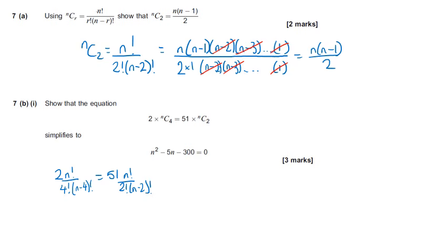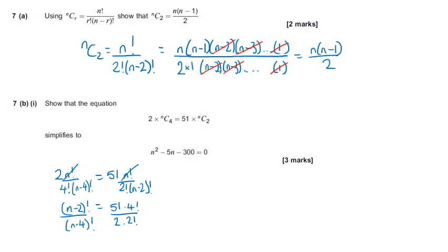Then let's say we move all the constants to the right hand side, so we get 51 times 4 factorial divided by 2 times 2 factorial, and then move all the n terms to the left. Well, first of all, we can see that n factorial cancels out straight away, and we're going to get n minus 2 factorial divided by n minus 4 factorial.